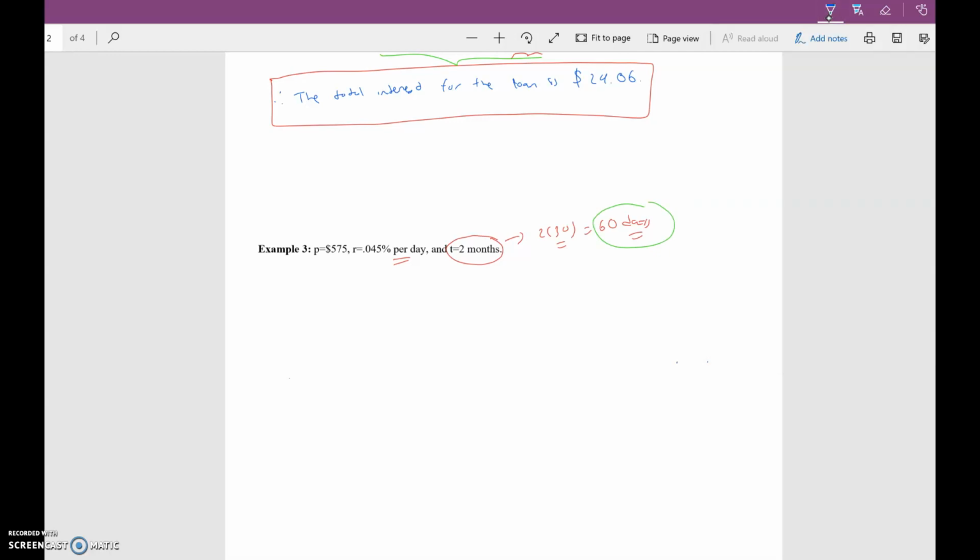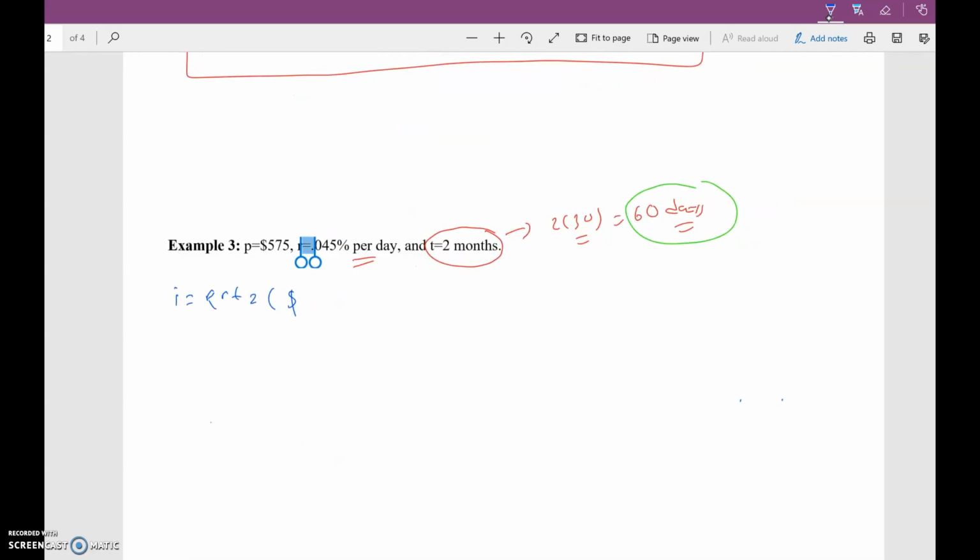Now, let's actually find the interest. So I is equal to PRT. Wait, let me fix my formula. So this is PRT, 575 times 0.045 over 100 times the value of 60. And in this case, please evaluate.